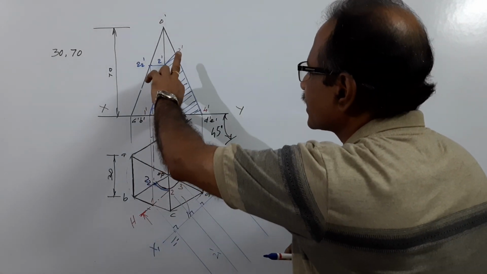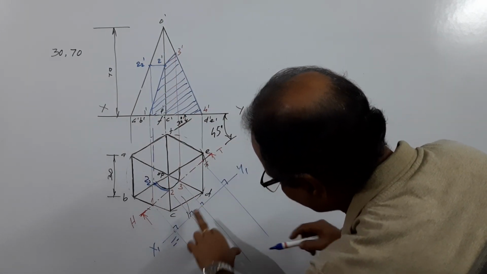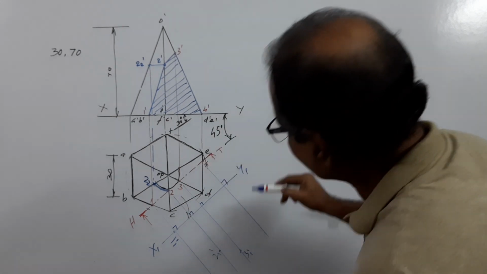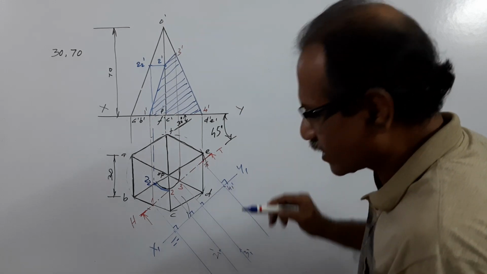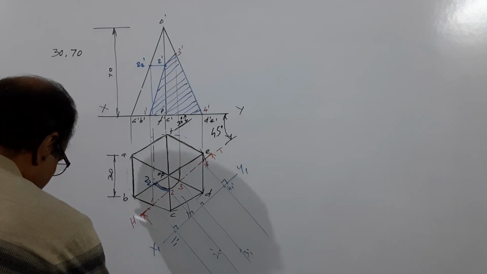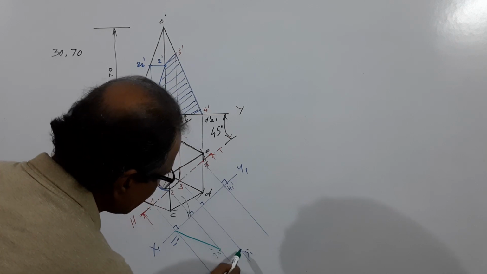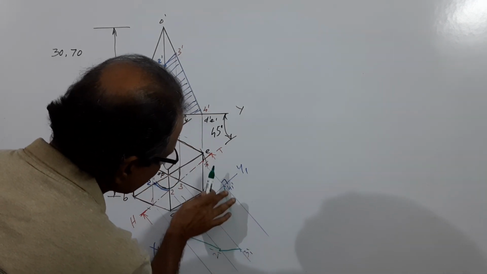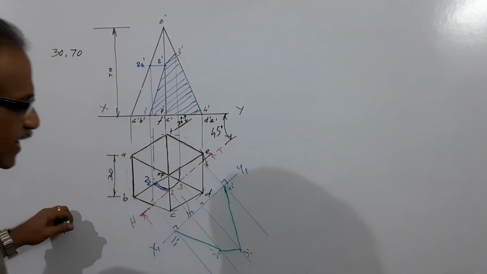On the projector, 3 dash is this far away from XY. Take the distance on the projector through 3 from X1, Y1. Mark 3, 1 dash. 4 dash is on X1, Y1 itself because of zero distance, 4, 1 dash. Connect 1, 1 dash; 2, 1 dash; 3, 1 dash; 4, 1 dash by straight lines.